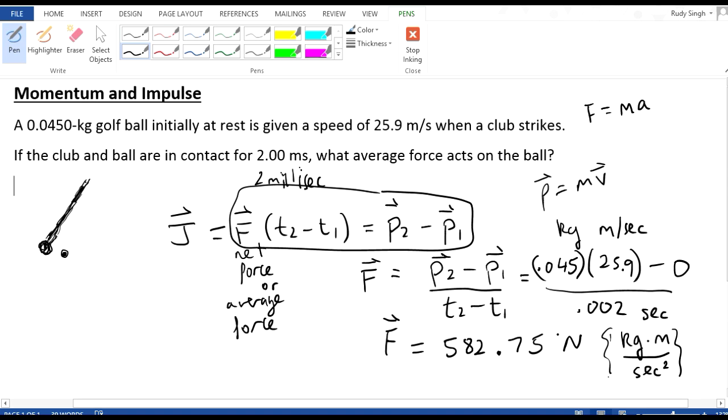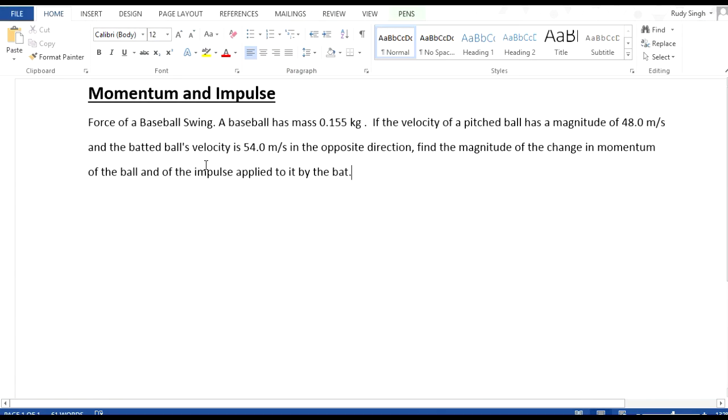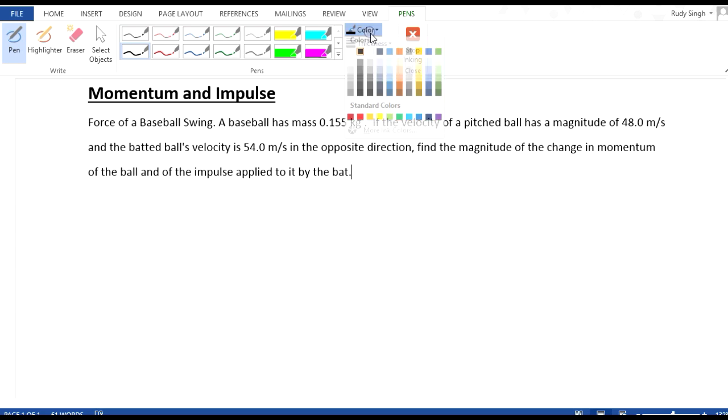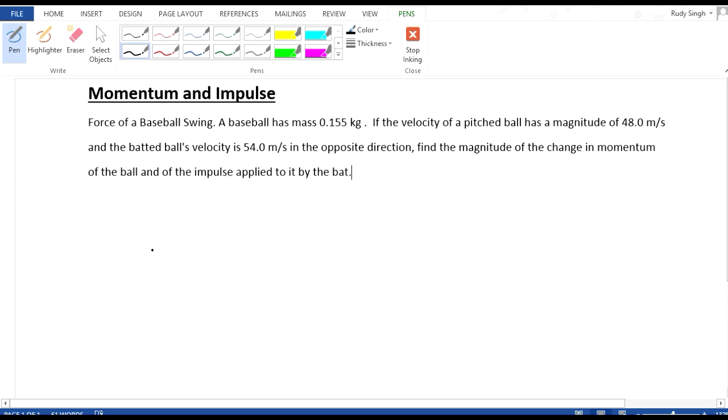So that's my force. My net force is 582.75 newtons, or 583 newtons. All right, so in this one we have the force of a baseball swing. And a baseball has a mass of 0.155 kilograms. So let's see what that looks like. So here's the baseball, and it's 0.155 kilograms. And it's being pitched. And the velocity is 48 meters per second in this direction.